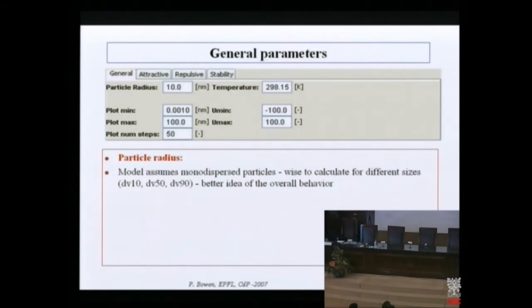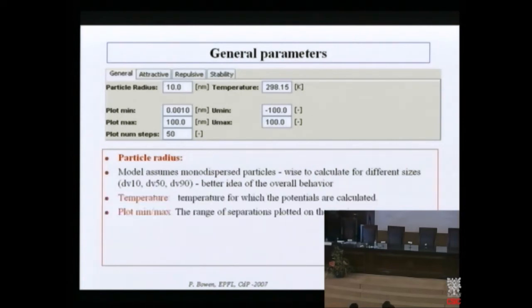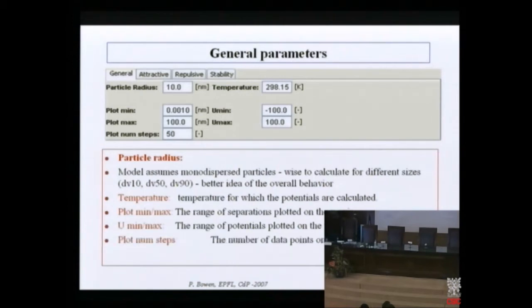Hamaker 1 is only monodispersed particles, but you can look at different sizes to see the relative forces. But in Hamaker 2, you can now modify. In fact, you can look at different size particles. So we have temperature. We have the plot of the interaction potential as you see it, the 2 axes, and the number of data points. So the number of data points is just to get a smooth curve.